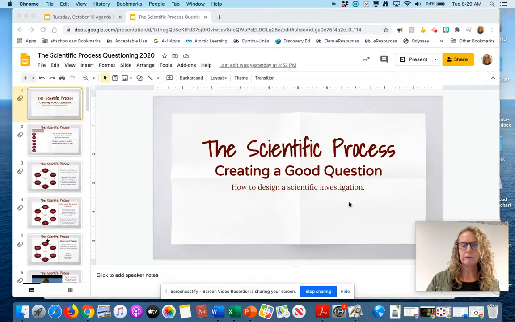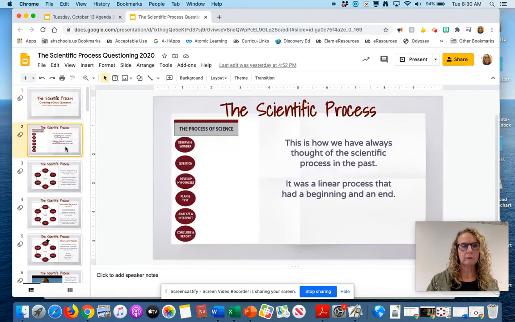Good morning. We're going to talk today about the scientific process and how to create a good question. This is the beginning of our new unit on how to design a scientific investigation. In the past, scientists have always considered the scientific process as a linear process where we went from step to step to step and that had a beginning and an end.